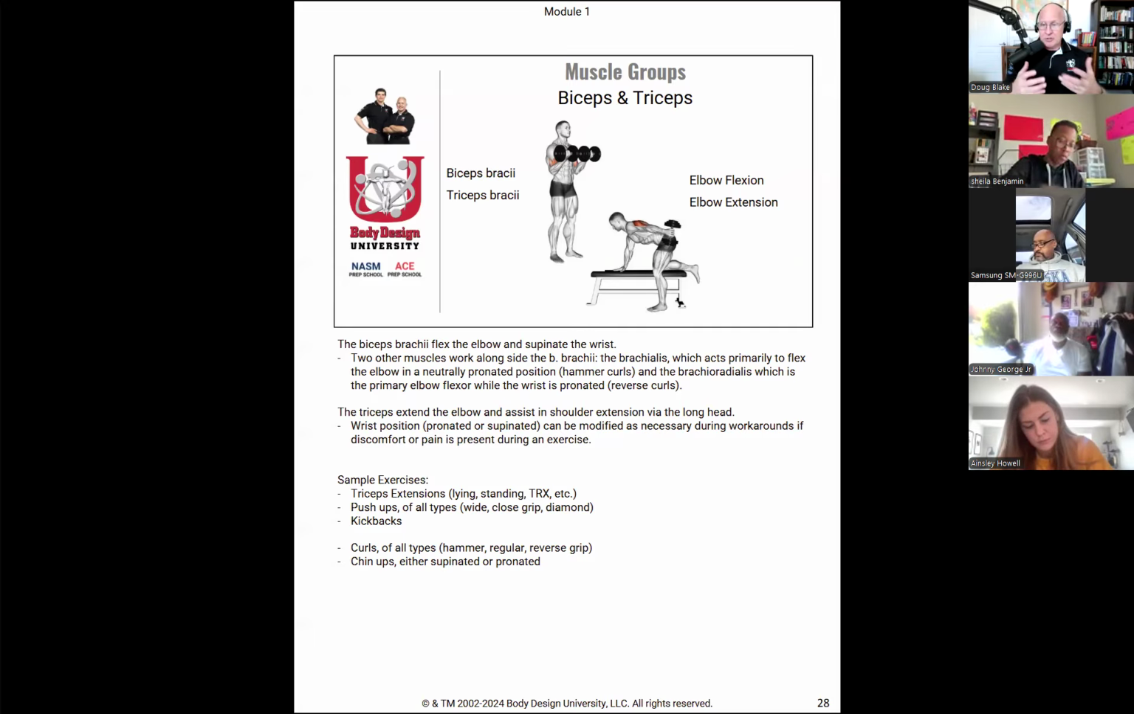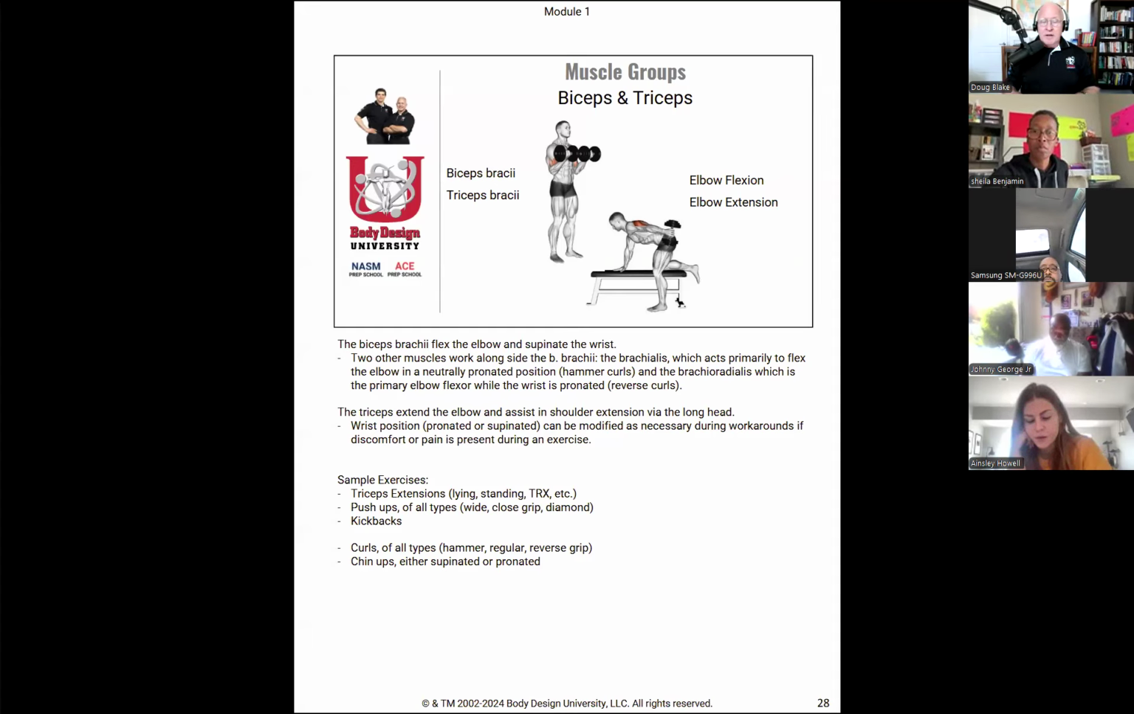Again, I stress this because when we are training people, we have to be very careful and understand that these muscles, even though they look big, are smaller muscles, and therefore their tendon attachments can be overstressed. Triceps as well. So let's go ahead and start with the biceps.